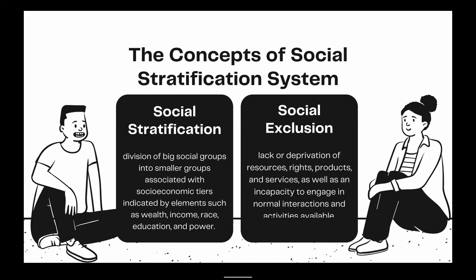Social exclusion, on the other hand, is a multidimensional and complicated process which entails a lack or deprivation of resources, rights, products, and services, as well as an incapacity to engage in normal interactions and activities available to the majority of individuals in a society, whether in economic, social, cultural, or political manner.